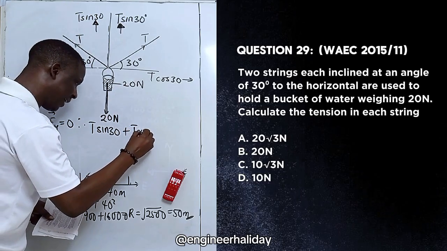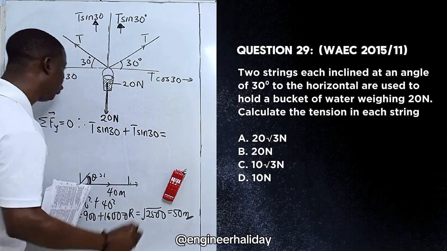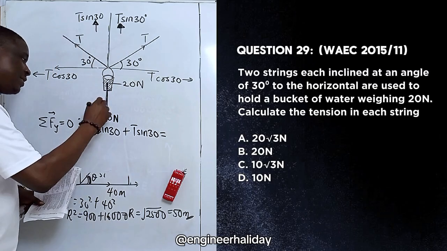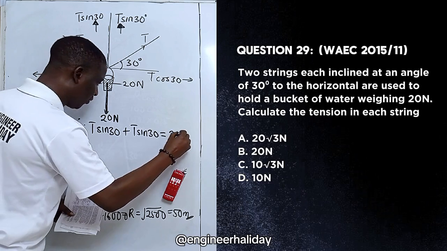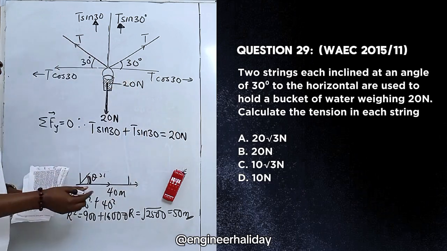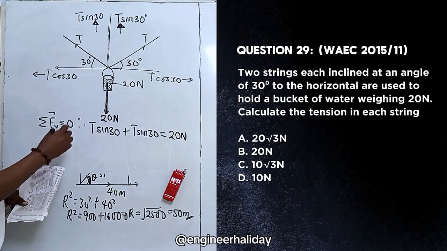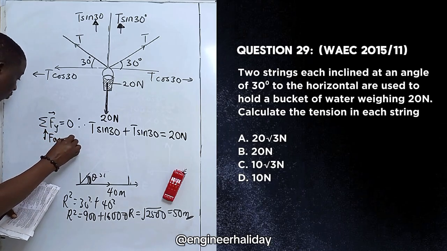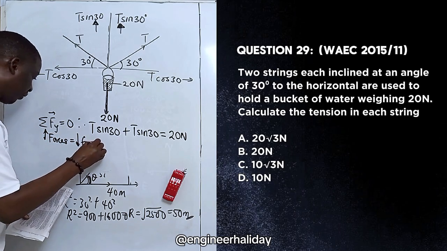So go and check the analysis we did, quick review of vector analysis. So we add them together against the weight that is going downward. So 20 Newton, but it must balance. That means upward force must be equal to downward force. Upward forces must be equal to downward forces.